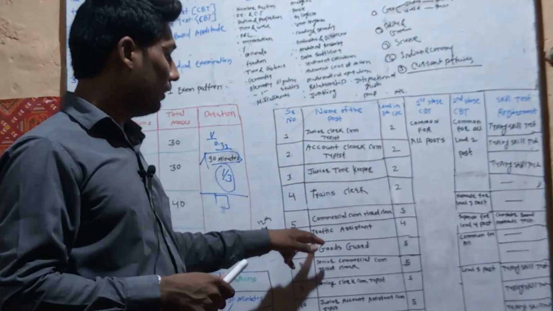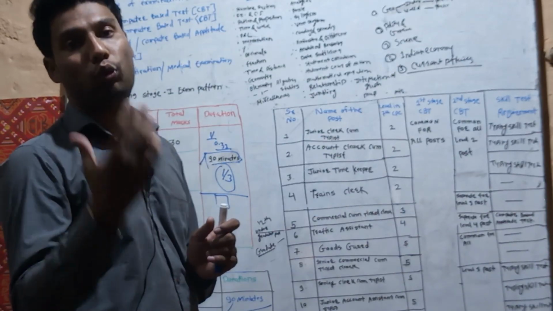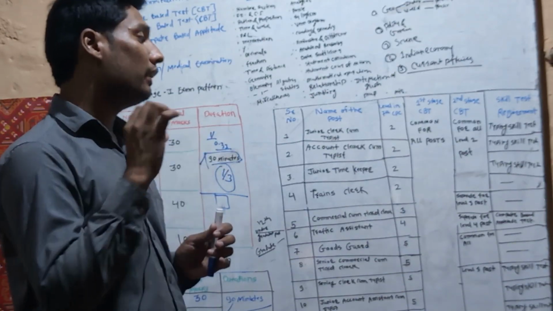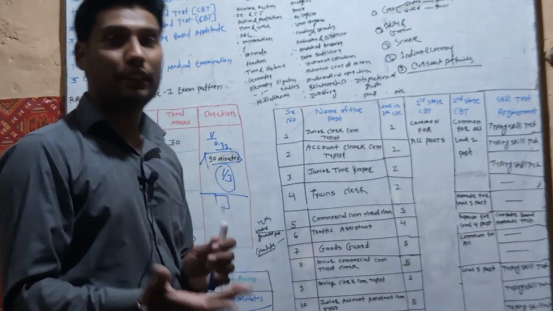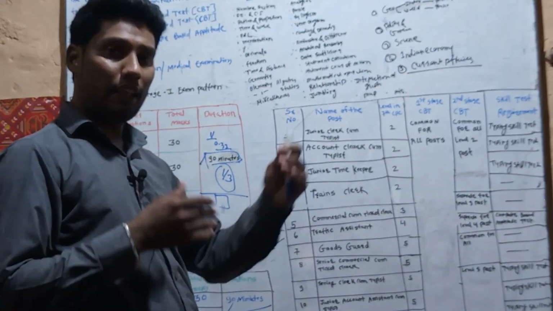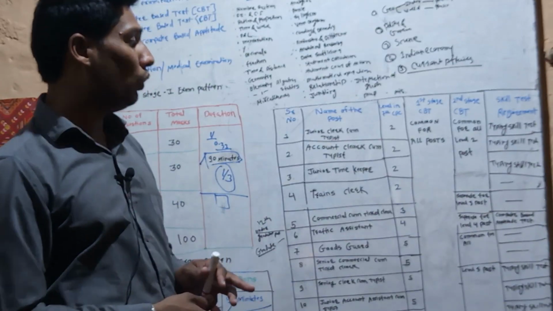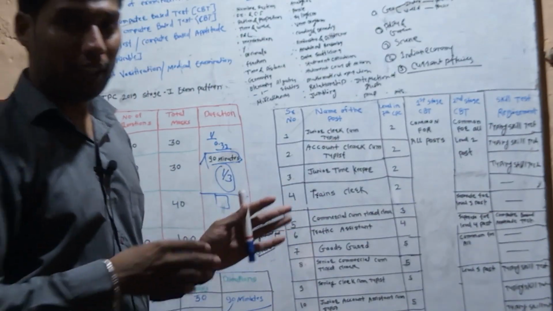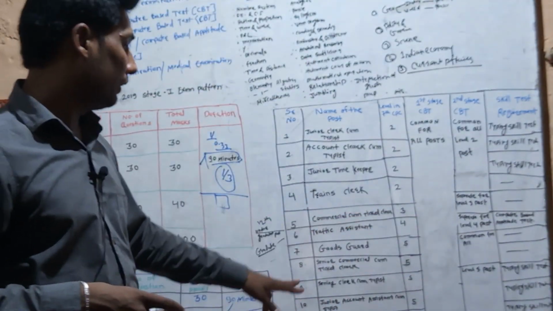In post 6, traffic assistant, there is a separate level of fourth stage, and there is a computer based aptitude test after qualifying the second stage, that is level 4. In the 7th post, goods guard, it is common for all, level 7.